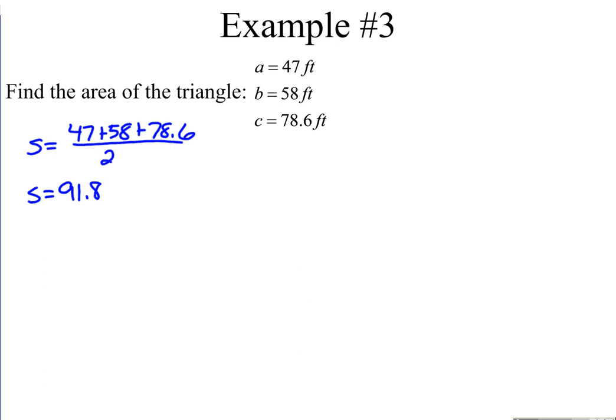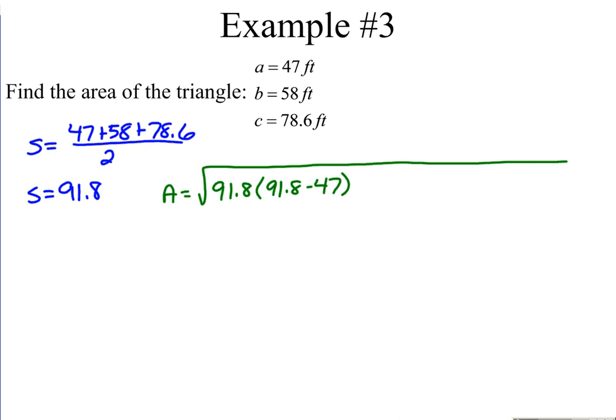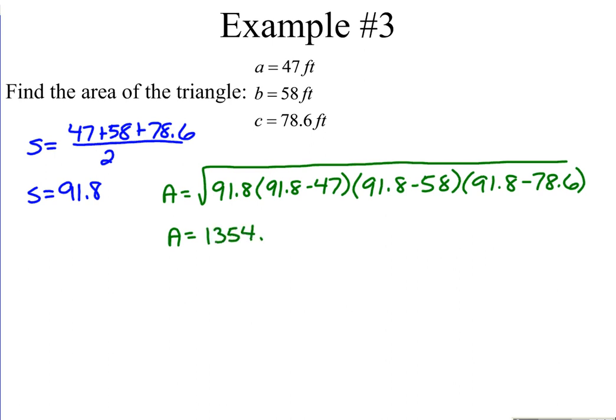Once you have S, go directly to your formula. Area equals the square root of S times S minus A times S minus B times S minus C. You should be able to plug all that into your calculator just like you see it on there, using parentheses the same way. And you get 1,354.583 feet squared.